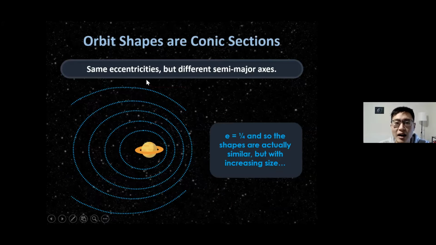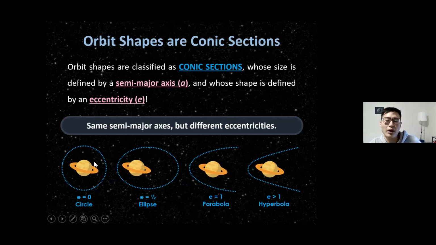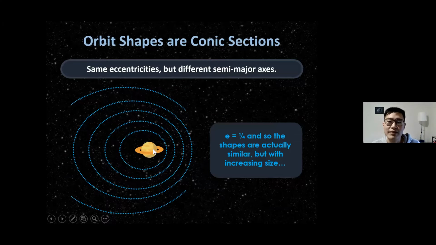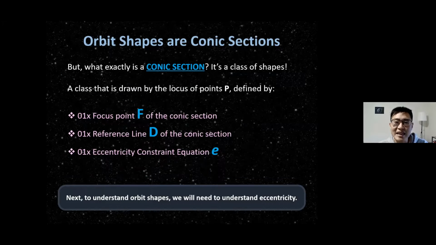So these are orbits that have the same semi-major axis, for example, but different eccentricities. And these are orbits that have the same eccentricity, which means the same shape, but different semi-major axis. So you can just see they are the same shape, just scaling up in space. But what exactly is it, and how do we actually relate it?